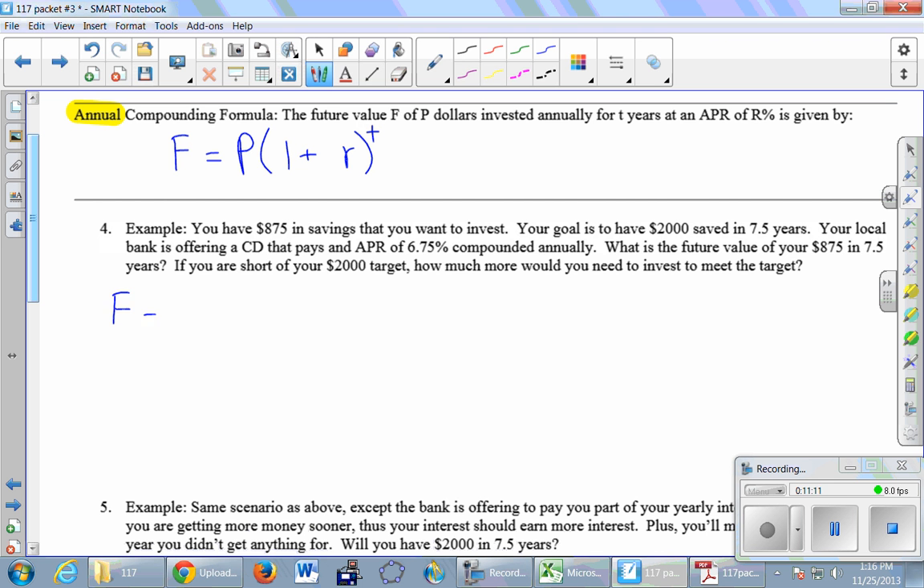We are looking for the future value of $875. What's the value of P? Oh, 875, that's what you invest. 1 plus, how much is R? 0.0675. Always make sure that you use R as a decimal. If problems involve percentages, it is almost certain that you're going to convert that to a decimal if you're using a formula. Okay, and how much is t? 7.5. 7.5 years. Okay, this is just a calculator problem now.